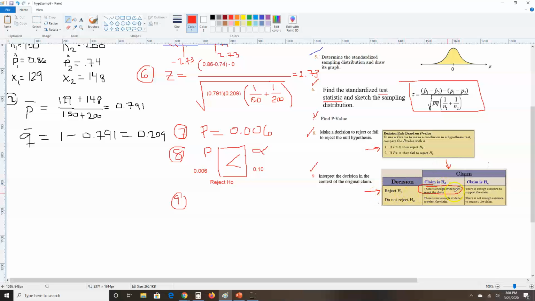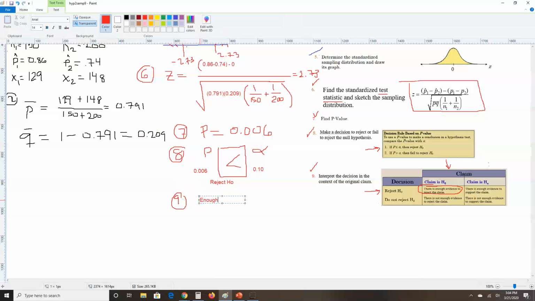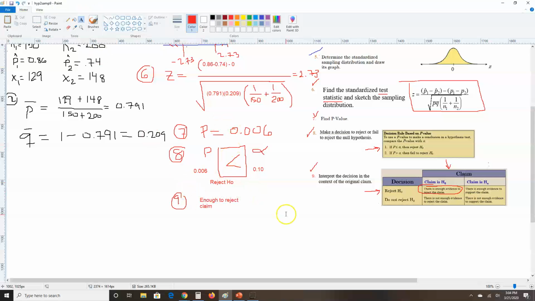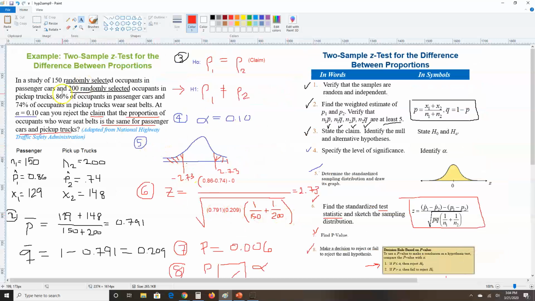There's enough evidence to reject the claim. That's what I'm going to put here. Enough evidence to reject the claim. What claim? That the proportions of passengers using a seatbelt between passenger cars and pickup trucks are the same. All right. I hope that helps.